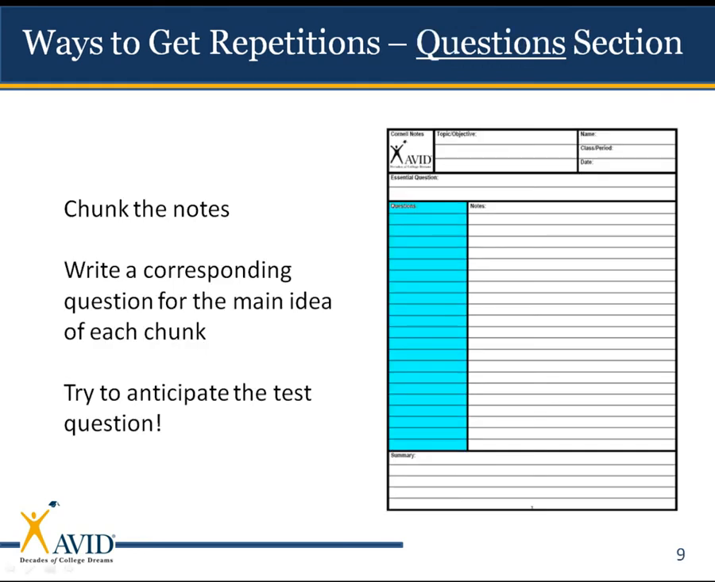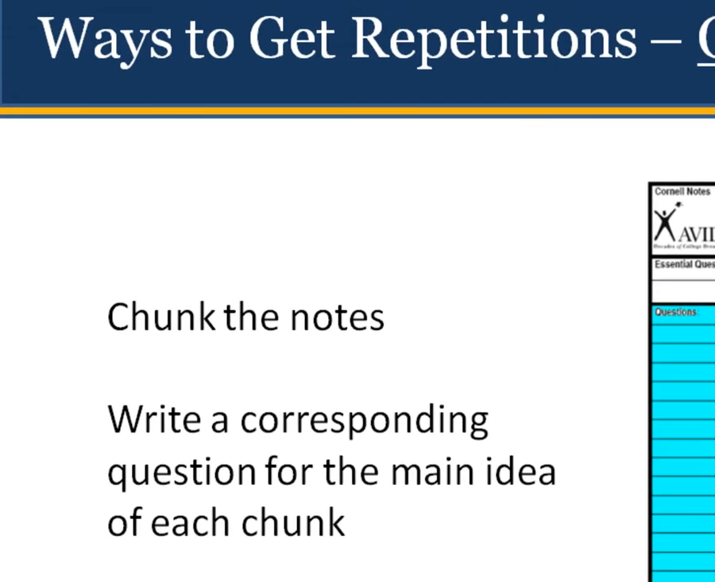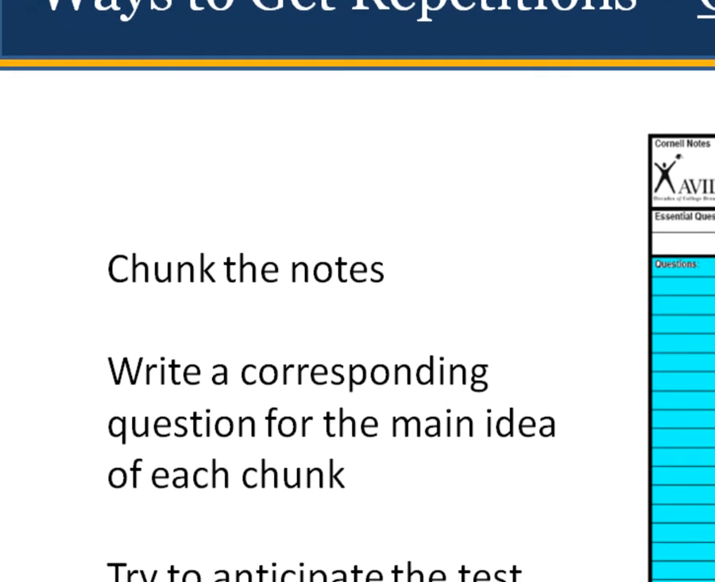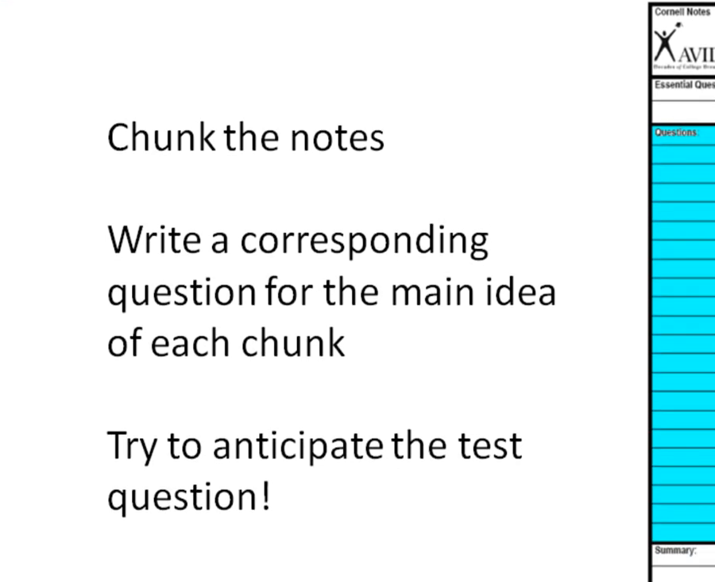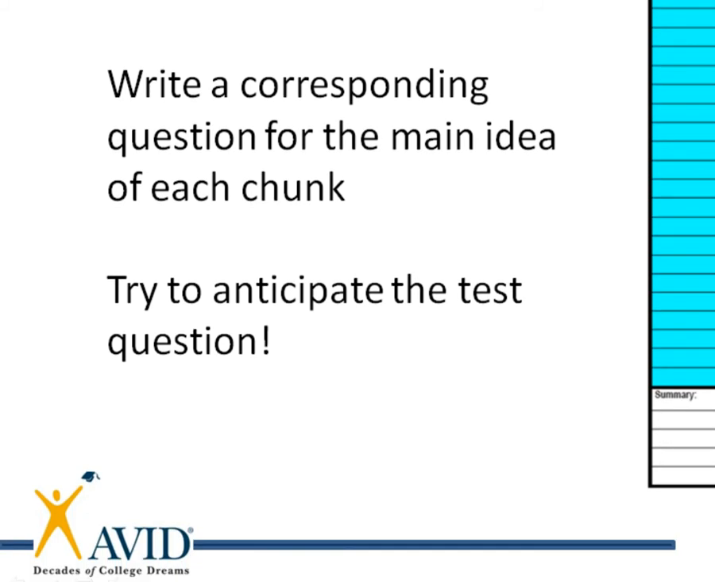What about the left section, the question section? Well, the way that we get multiple repetitions there is by first off chunking our notes into multiple sections. Once I've got my notes chunked, what I'm going to do is write a corresponding question for each of those main ideas in those chunks. So if I had 3 chunks, I'm going to have 3 questions in my left column.